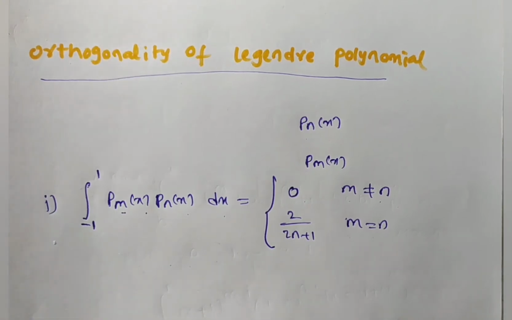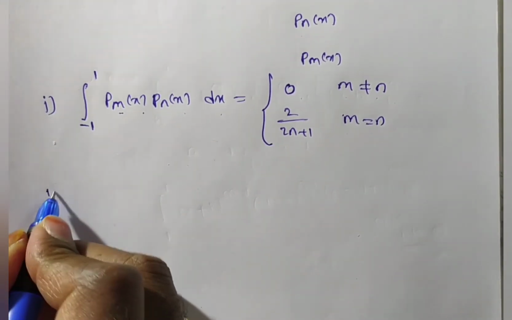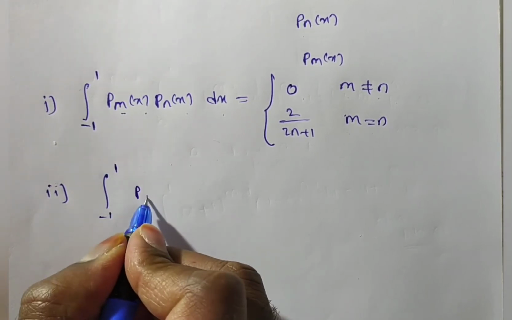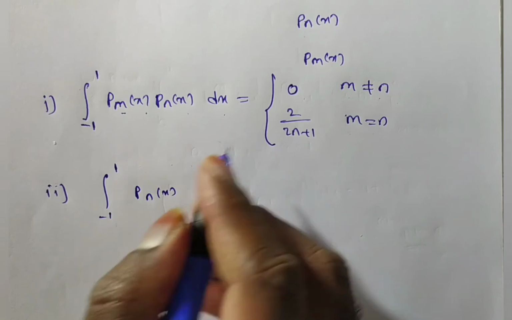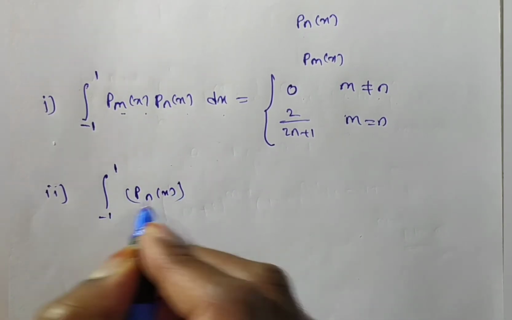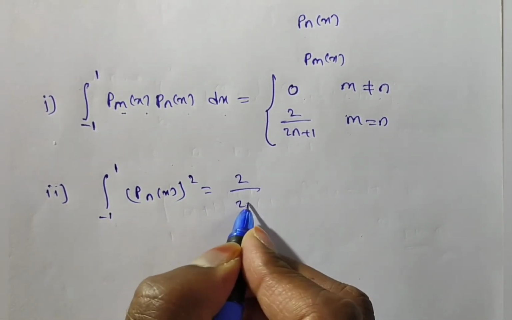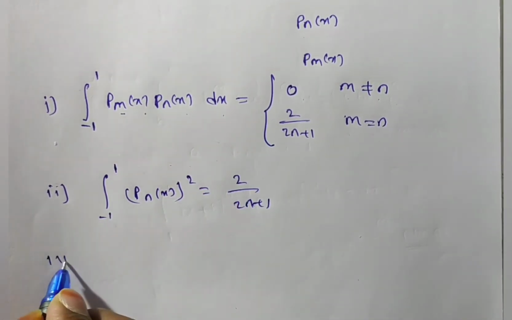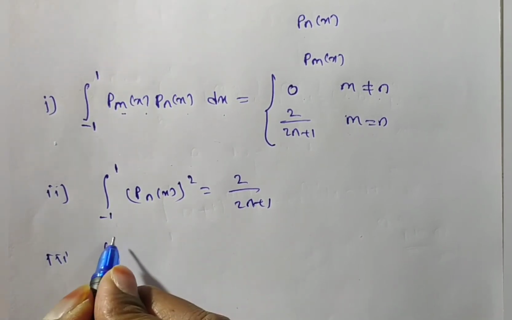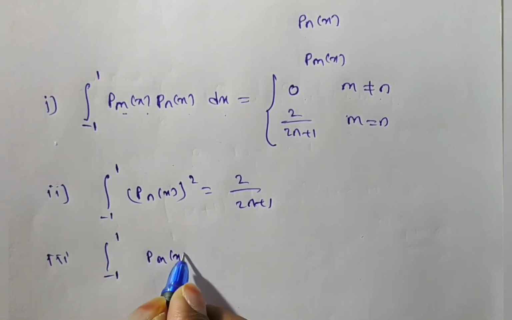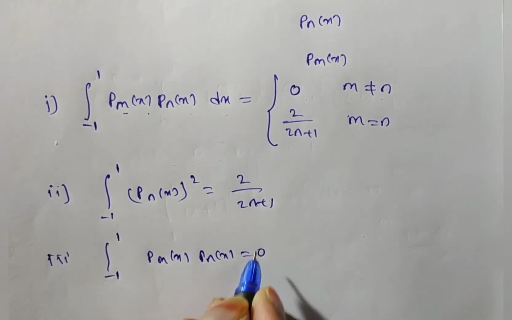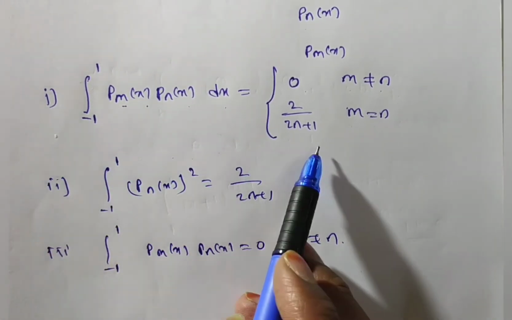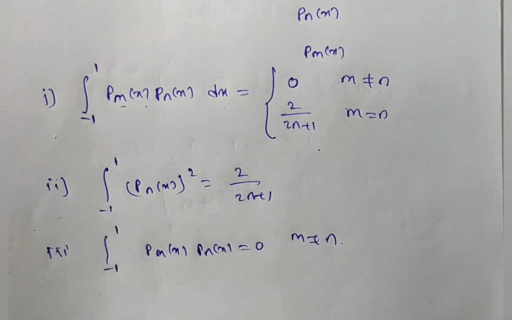We have another property also. Second one is integral from minus 1 to 1 of (Pn of x) whole square is equal to 2 by 2n plus 1. This is written from the previous statement. Next, the third one is, you can also write the integral from minus 1 to 1 of Pm of x into Pn of x is equal to 0 if m not equal to n. If you write this, it is okay, or else you need to write these two. Is it clear for everyone?